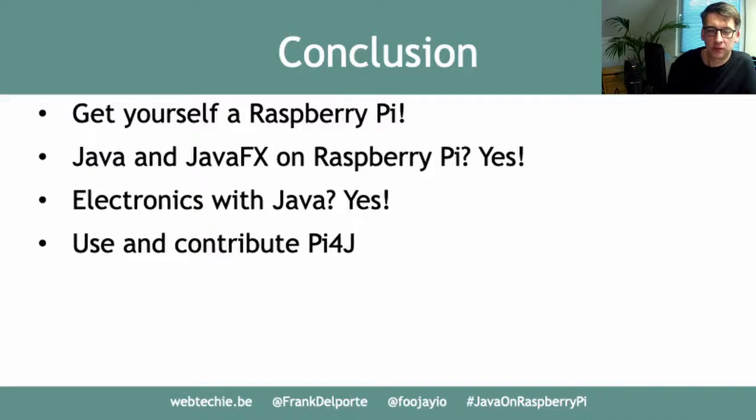Now, let's conclude. What can we do with Java on the Raspberry Pi? Everything. Java is real, write once, run everywhere, also on the Raspberry Pi. The same goes for JavaFX, that also runs on your Raspberry Pi without any issue. And the fun stuff really begins if you add electronics to it. So it starts with blinking a LED, it starts with reading a button, but the possibilities are endless.